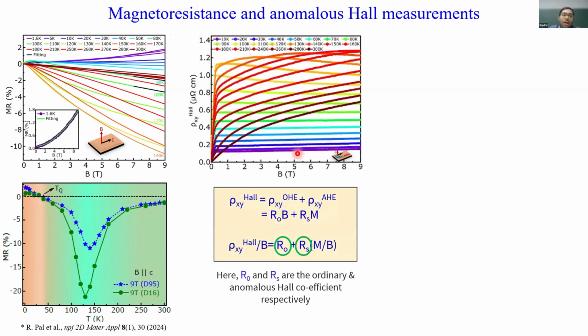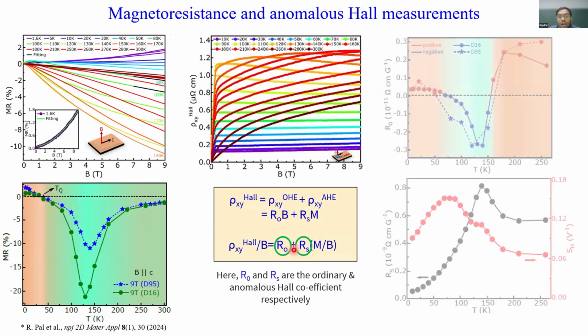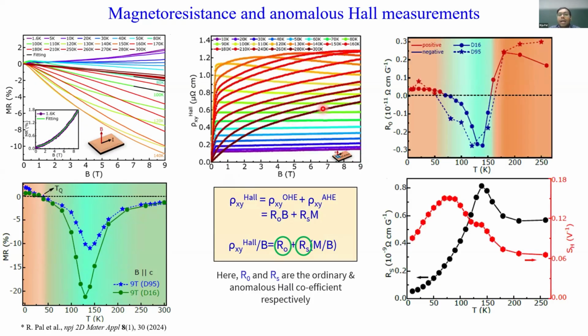Then we focused on the Hall data, and we know that the Hall resistivity for a ferromagnet is the sum of the ordinary Hall effect plus the anomalous Hall effect. To separate out the ordinary Hall coefficient, we have used our methods, and we found that the ordinary Hall coefficient changes sign at different temperatures. At the intermediate temperature regime, the majority carrier is the electron, but if we go below 50 Kelvin and above 150 Kelvin, the majority charge carrier becomes the hole. So there is a definite change of the type of charge carrier here.